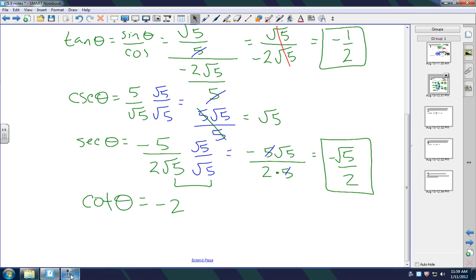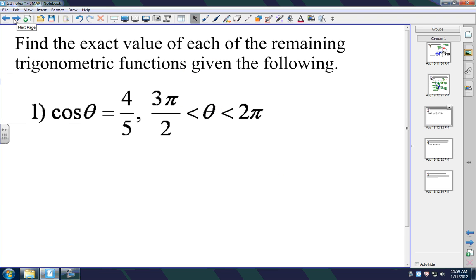Okay, let's look at this guy. Find the exact value of the remaining trig functions given the following. So I'm telling you a cosine, so we got one of the six already, and then this. Okay, so it's an inequality here, and it's telling us theta is going to be in between some things. So it's saying theta is greater than 3 pi over 2. So if you need to convert it into degrees, do that. And it's also saying theta is less than 2 pi. Well, 2 pi is 360. So let's throw that guy right there.